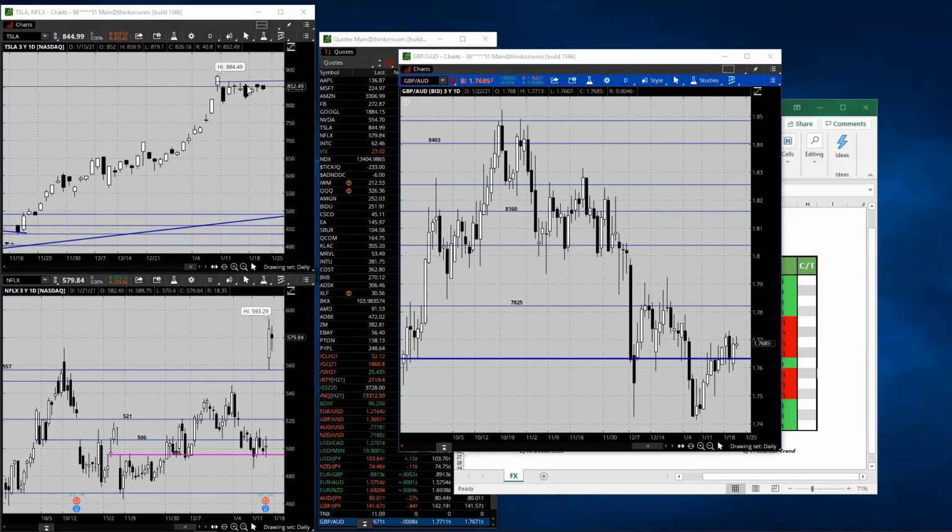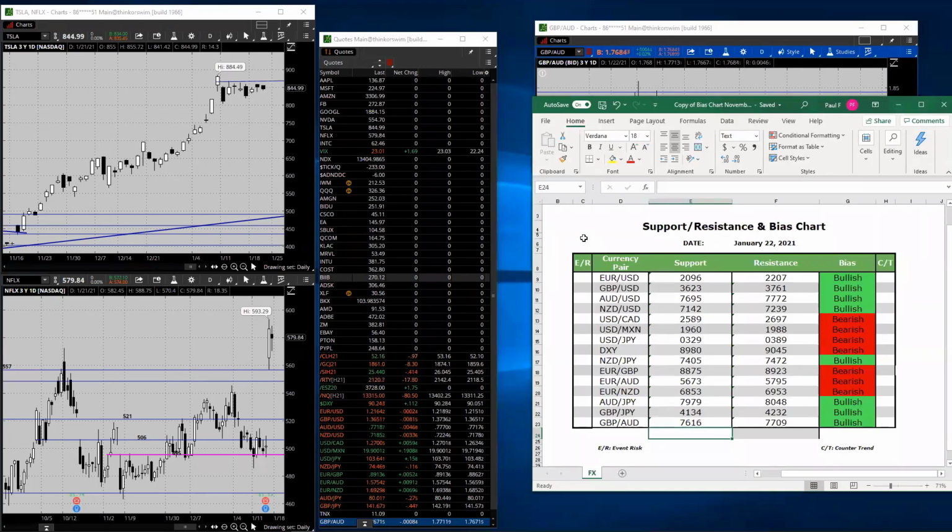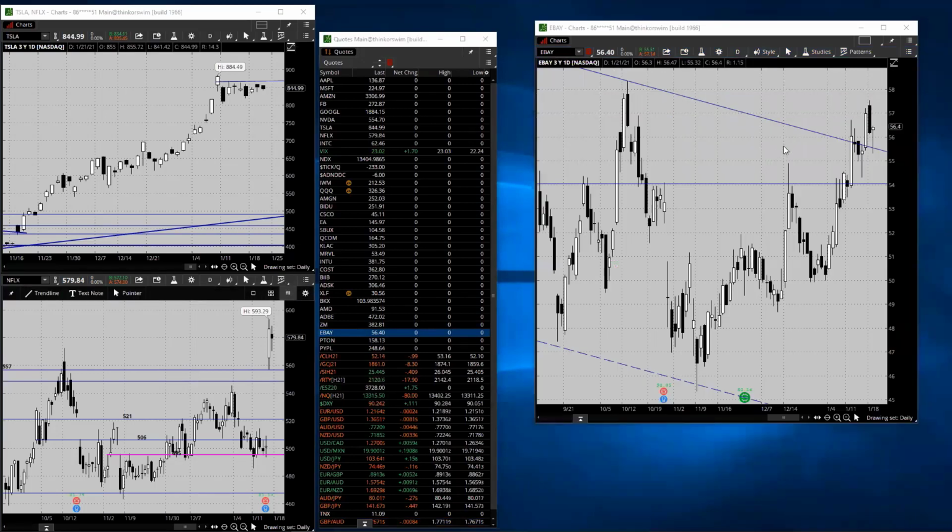You can see that's still holding up close to its highs. Netflix, a bit of a pullback. And we can take a look at the pandemic plays. Go to eBay. Still holding up. See right there.